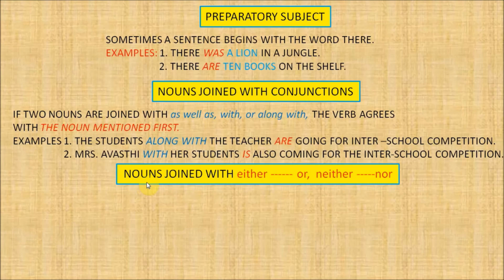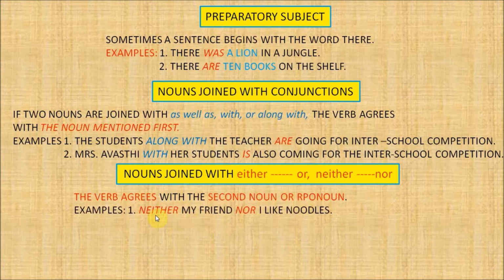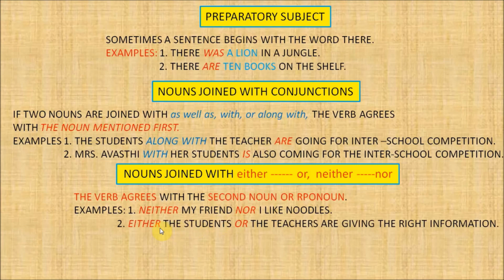Now let's look at nouns joined with either or neither nor. In such cases, the verb agrees with the second noun or pronoun. For example, neither my friend nor I like noodles. Here, the verb like agrees with the pronoun I. Second example, either the students or the teachers are giving the right information. Here, the verb are is used because the second noun is plural in number.